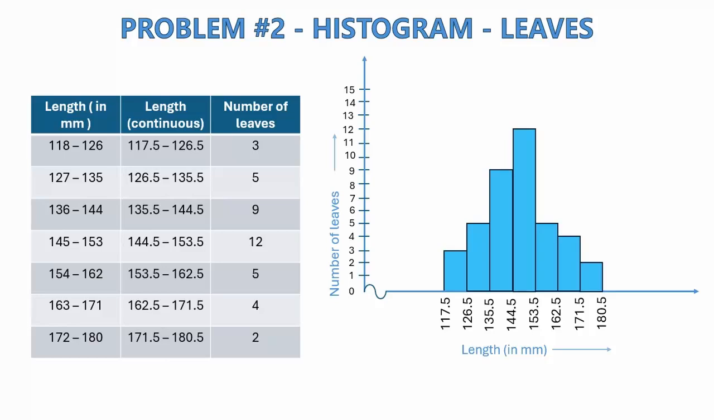Okay, so looking at this data, we can say that the median or the midpoint of all the lengths of the leaves is somewhere between 144.5 to 153.5. Okay, so that is the midpoint. If you take all the leaves and sort them in ascending order of their lengths, the midpoint will be somewhere between 144.5 to 153.5. Okay, that is what we gather from this histogram.